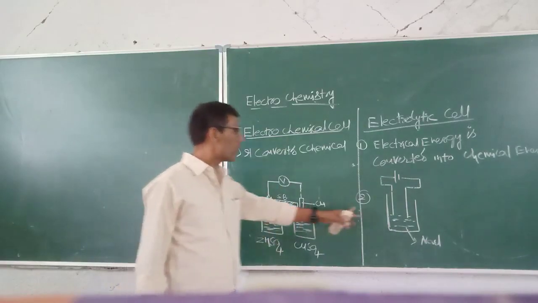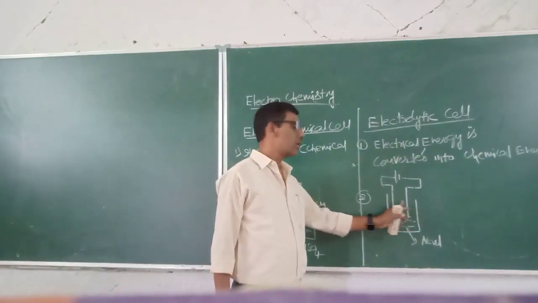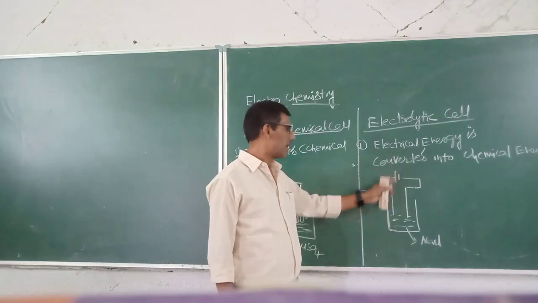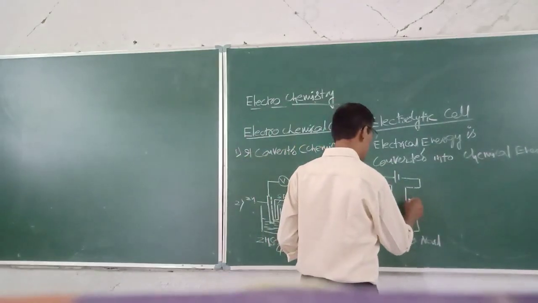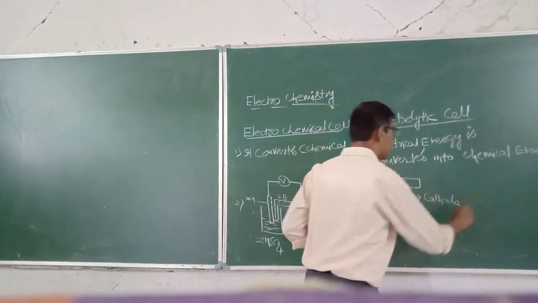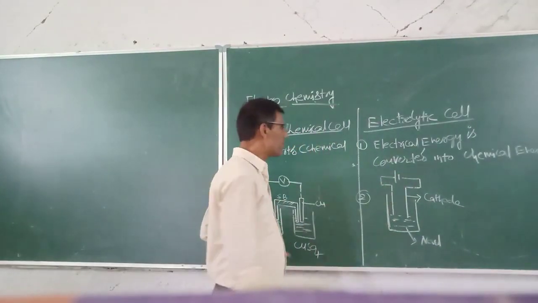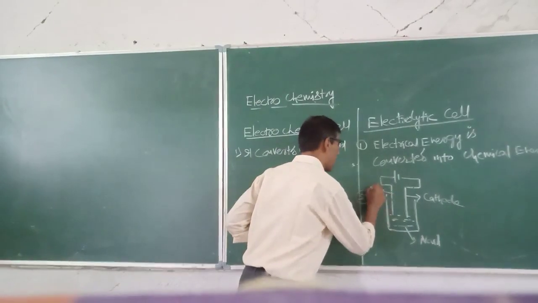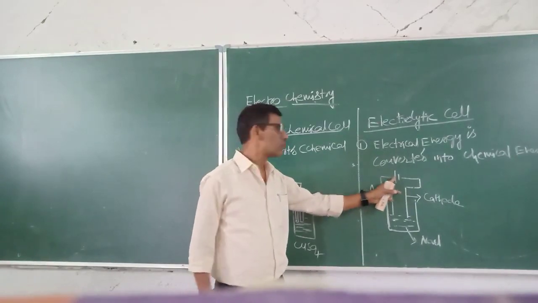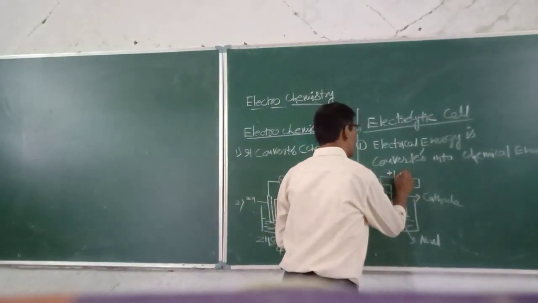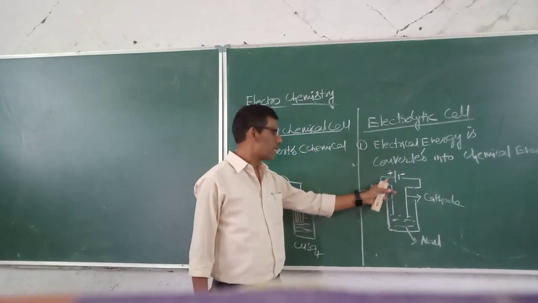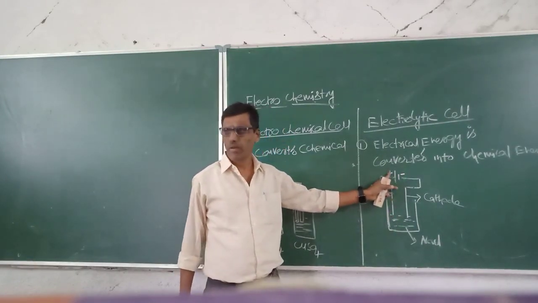Here, two different electrodes or the same electrodes are dipped in a single electrolyte, and current is sent into this. The electrode connected to the negative terminal of the battery is called the cathode, and the other electrode acts as the anode. So the anode is connected to the positive terminal of the battery, and the cathode is connected to the negative terminal of the battery.